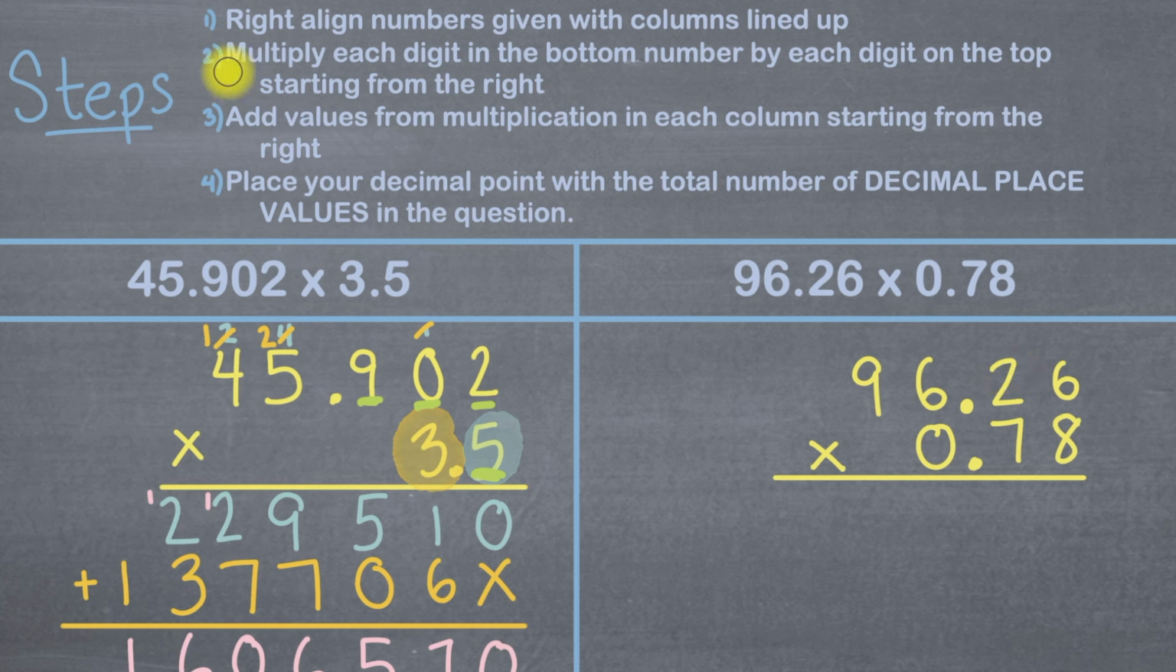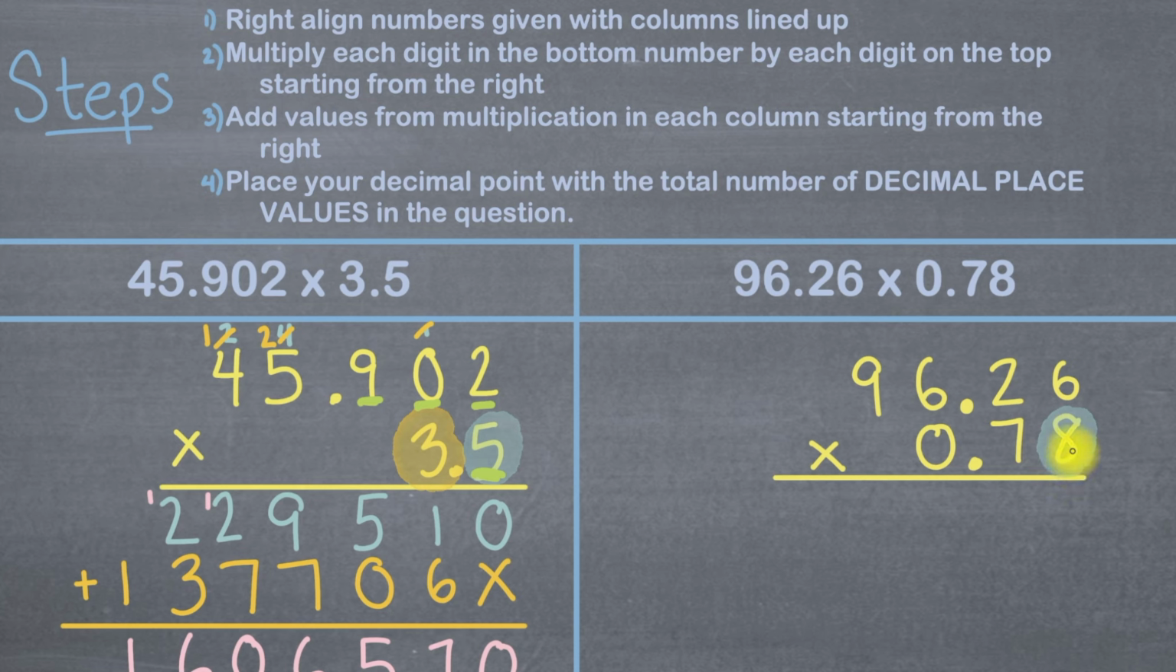Now let's go to step 2, which says to multiply each digit in the bottom number by each digit on the top, starting from the right. Let's go over what that means here. That means for this bottom number, 0.78, I'm going to start at the right with the number 8. I'll take this 8 and multiply each digit in the top number one by one. And I also have to make sure that I only place one number in each column. If it's a 2-digit number, I have to carry the front digit.